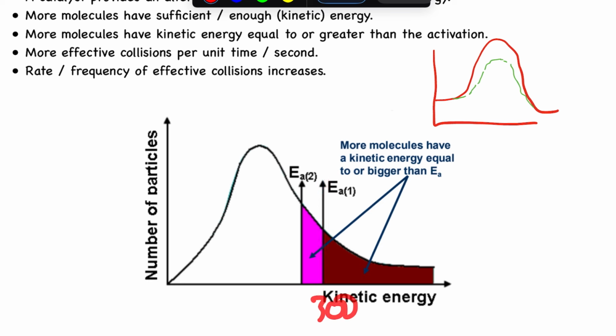Let's say this was 300. When you add catalyst, that means you're lowering the activation energy. It's going to be 250. So if you are lowering the activation energy, that means you are decreasing the minimum requirement for the particles. If you look here, there are more particles now since the activation energy has been lowered. More molecules have kinetic energy greater than or equal to the activation energy, more effective collisions per unit of time. Therefore, the rate of reaction will increase. That's very important when it comes to catalyst, guys.